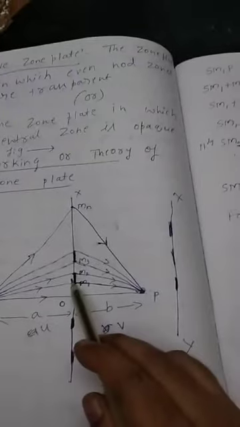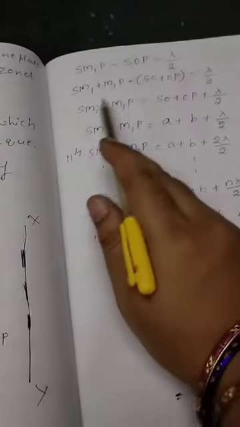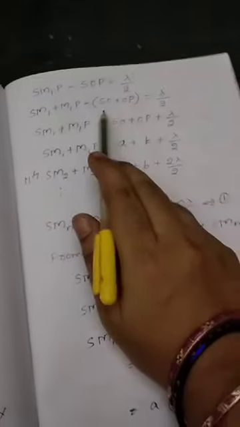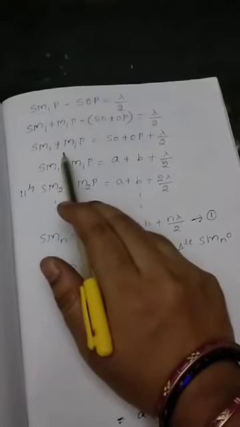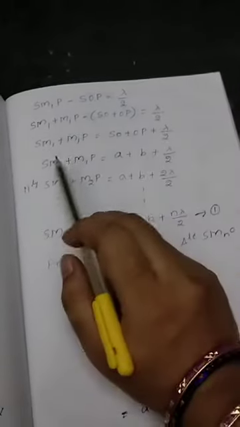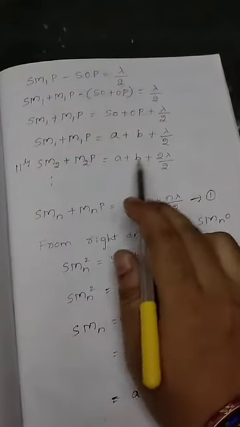This is according to the principle of half period zones, and the zone plate works on this principle. See, SM1P can be written as SM1 plus M1P. Similarly, SOP can be written as SO plus OP. That is what I have written here. Now I will take this to this side, so it becomes SM1P equals SO plus OP plus lambda by 2. SO means A, OP means B, the image distance. If you want, you can write U and V also. So A plus B plus lambda by 2. This is for the first zone, M1 zone.